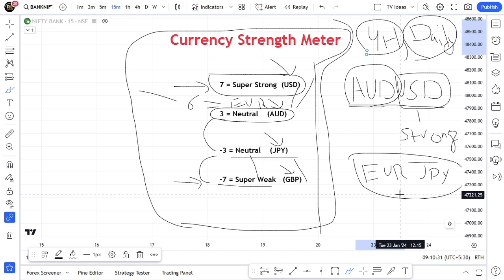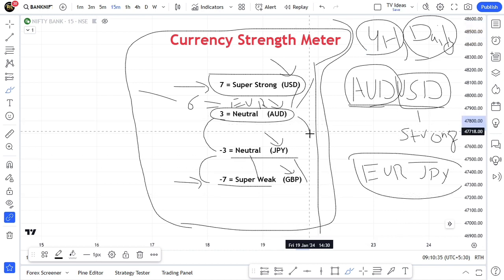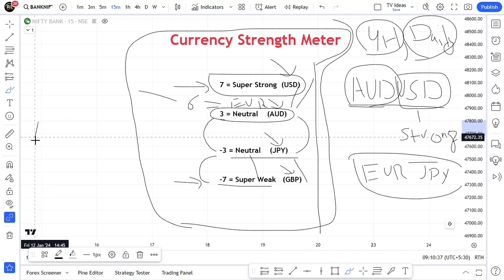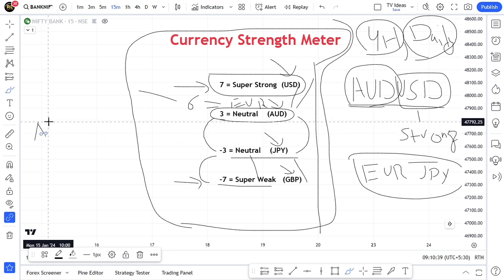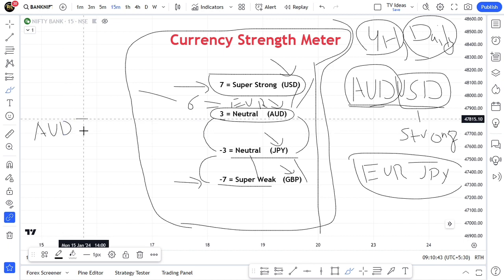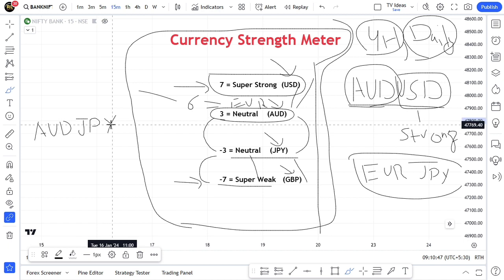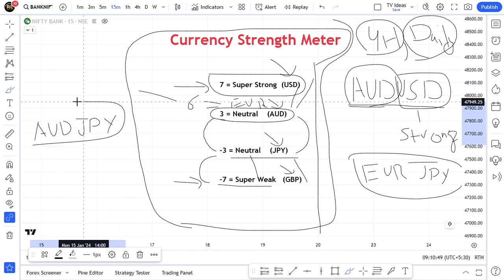Now let's take one more example. Now this time let's club together odd and yen. Okay, so we are clubbing together odd and yen. Now see, both of them are neutral. Neutral pairs are non-performing pairs. I mean to say they are neutral.